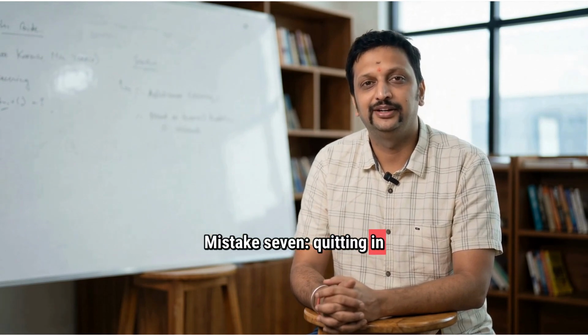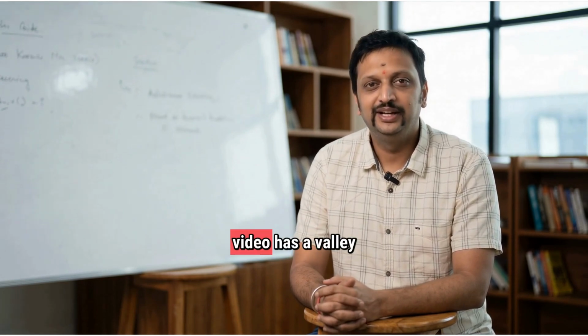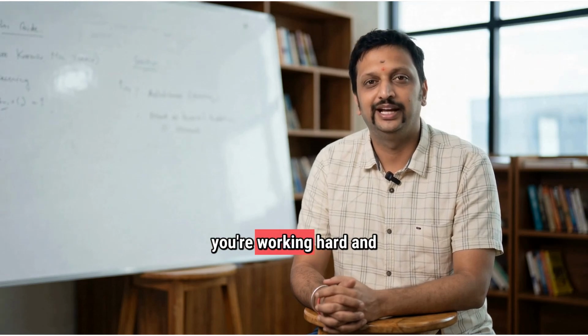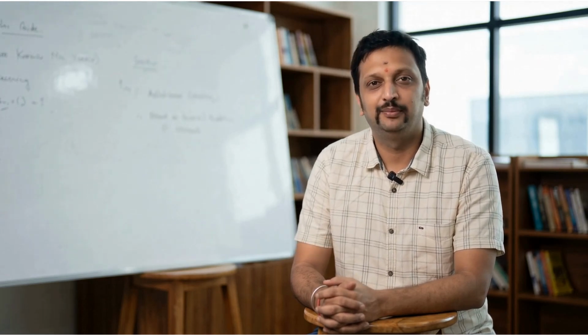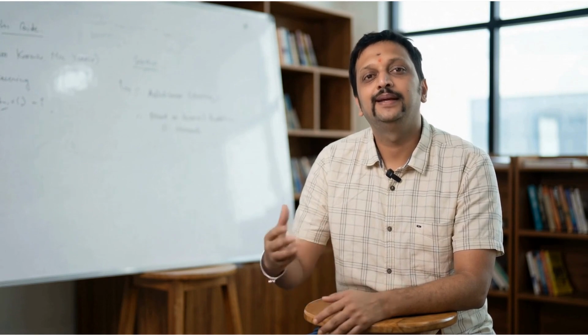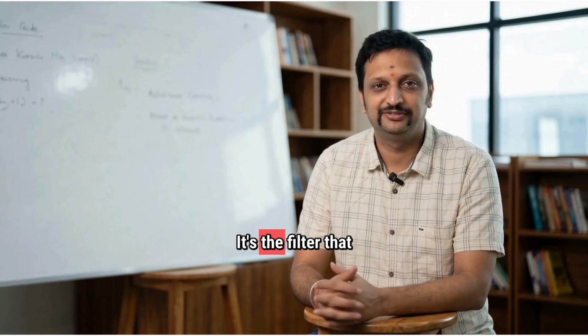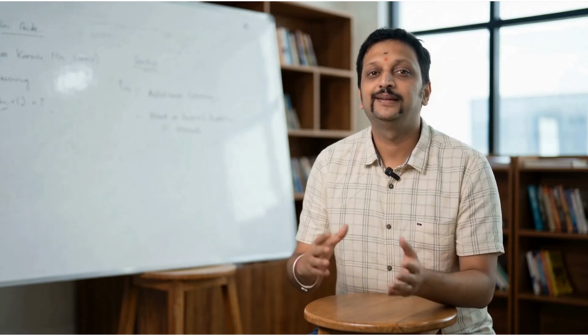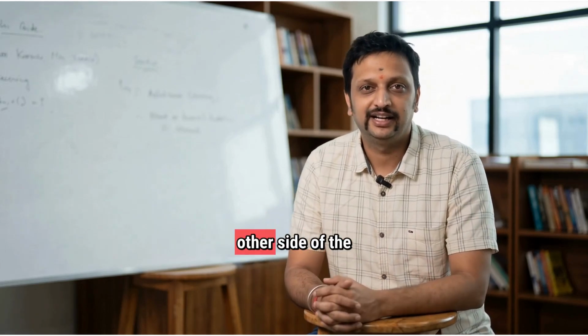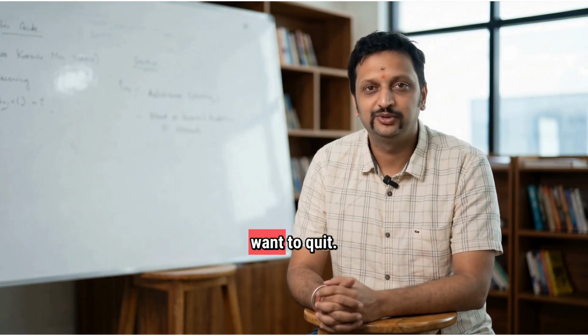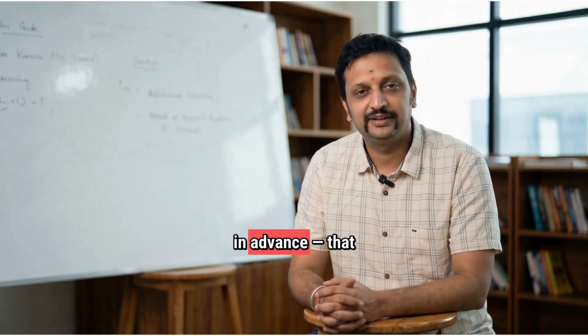Mistake 7. Quitting in the dip. Every model in this video has a valley, the stretch where you are working hard and the results haven't caught up. Months 2 through 5 usually. The valley is not evidence the method is broken. The valley is the method, it's the filter that removes your competition. The income you're chasing is sitting on the other side of the exact moment you'll most want to quit. Decide now, today, in advance that you won't.